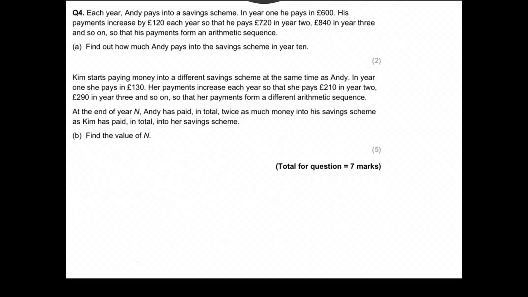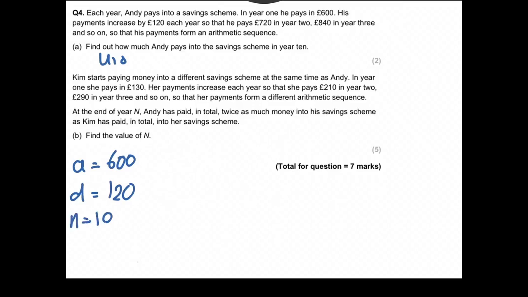Okay, find how much he pays in year 10. So this is asking us for the 10th term, so we want U10. Notice it's not the sum, it's not find out how much in total is paid into the savings scheme, it's how much is paid in that 10th year. So our first term was 120. The common difference, sorry, I'm talking rubbish there. The first term was 600. The common difference is 120. And we want to find the 10th term.